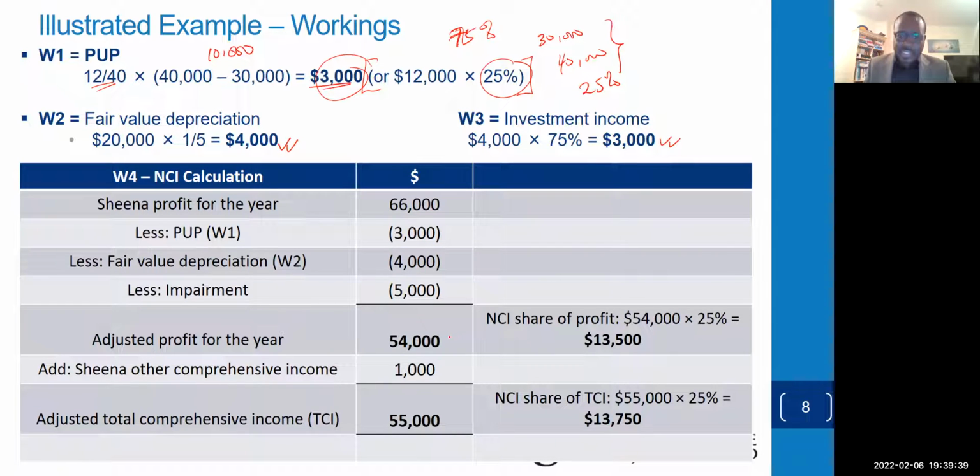Then we get this adjusted. Just apply the 25% which relates to the NCI. You get 13,500. Add the other comprehensive income of the subsidiary, we get 55,000. And again, you could easily get 25% of this 55,000 relating to the NCI. With this in mind, we can now prepare the consolidated statement of profit or loss for the parent company.